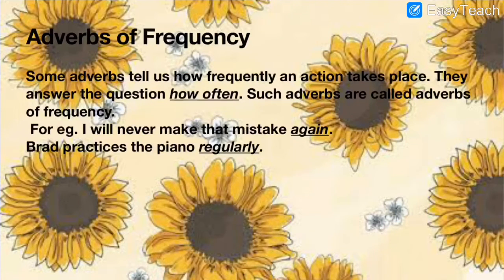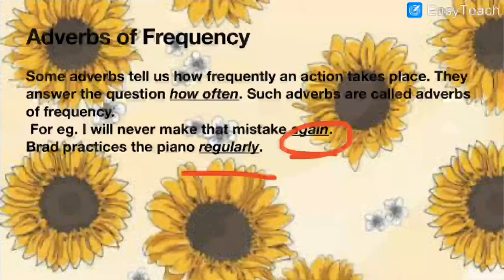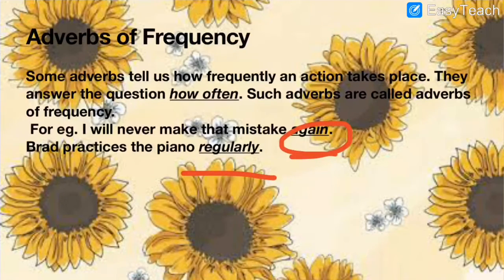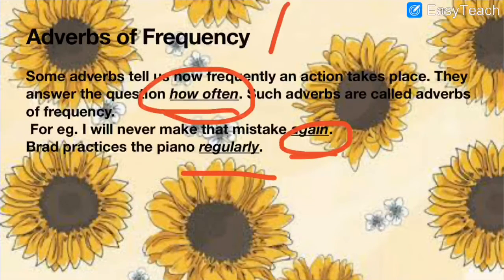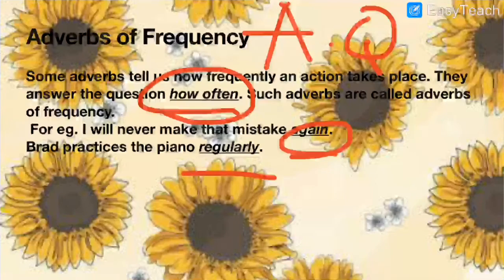Adverb of frequency. Frequency is when an action is done, how frequently. The meaning also comes in time, okay. So, the question used for this will be how often. For example, I will never make that mistake again. So, here he is saying that again I will never repeat that mistake. He practices the piano regularly. Regularly is also a time. How often he does it. So, the question asked will be how often. It will be called AF, adverb of frequency.